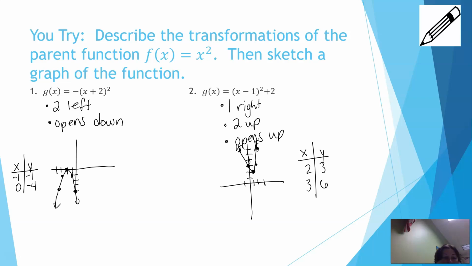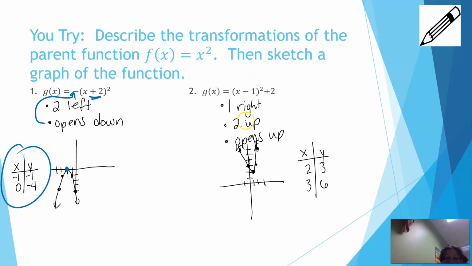So hopefully this is what you got. Number 1, you should have seen that it opens down because of the negative, and then 2 left because of the plus 2. When you graphed it, you should add your vertex at negative 2, 0, and then you could have checked a couple of points to get the others.